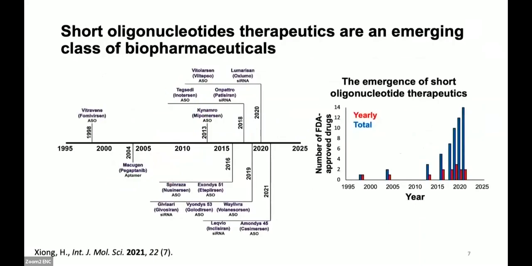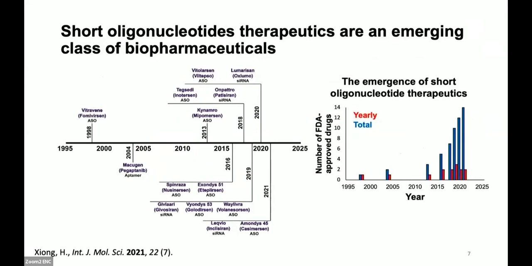So some of you might be wondering, what are short oligonucleotide therapeutics? Well, as the name suggests, they are short. They are 10 to 40 nucleotides in length, and they can be either single-stranded or double-stranded. For those of you who want to think in terms of mass, this is about 3 kilodaltons to maybe 12 or so.